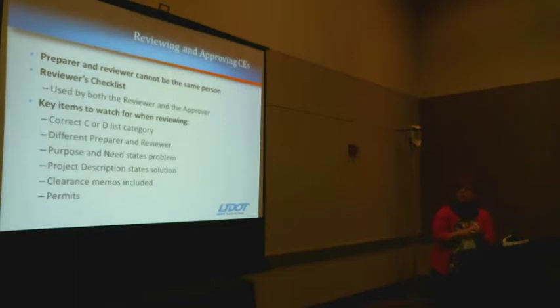Just some key things we look for when we're reviewing, which are also some of our audit items. Proper category, make sure it's from the C&D list. As I mentioned, different preparer and reviewer. Purpose and need and project description. As I mentioned, they're two distinct different things. Your purpose and need is the problem you're trying to solve, and your project description is your solution. Don't muddle those up. That's an error, actually, that we have to report.